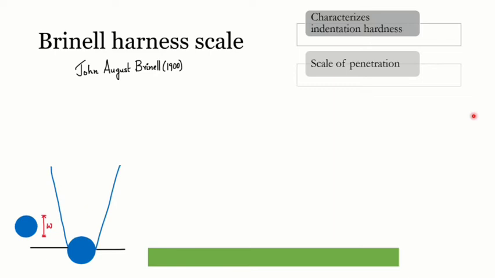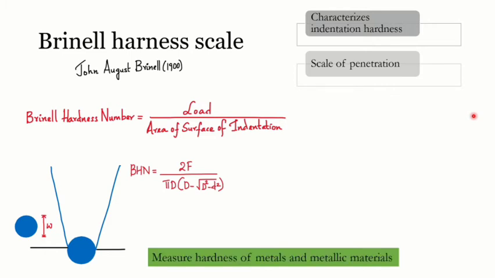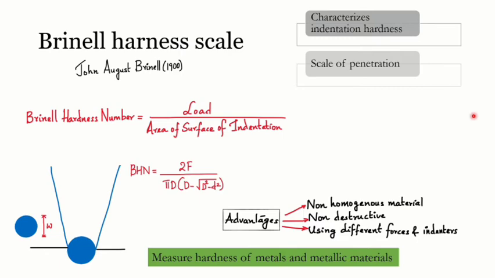Now here you can see it is a round indenter, and the width of the indentation is going to help us in determining the Brinell hardness. The load is divided by the area of the indentation produced. This is going to give the Brinell hardness number. The unit is HBC here. Now what is the advantage of this test? The advantage of this test is that you can use it to measure non-homogeneous, non-destructive materials.